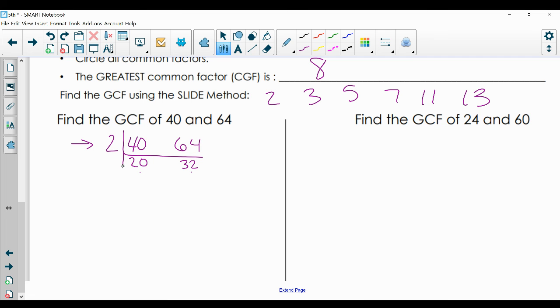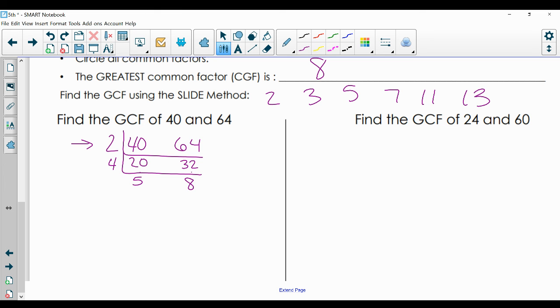So you're going to draw another slide up under it, and you're going to try 4. Yeah, it can go in. 20 divided by 4 is 5, and then 8. That's 8, and that's 8. Oh, this is good. Okay? Now nothing can go into it. All right, listen.